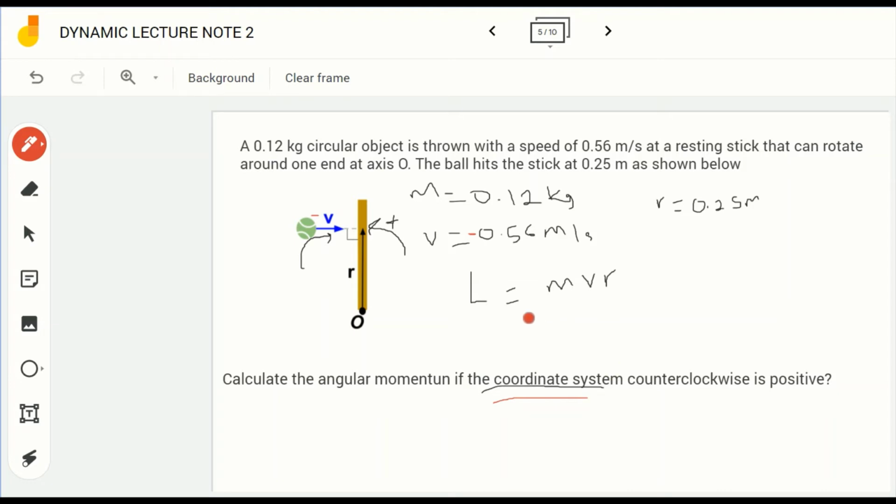So therefore I can say that my angular momentum is mass 0.12 times my speed, which is minus 0.56, times my r, which is 0.25. So with this, we can say that our angular momentum is equal to minus 0.0168 kilogram meter squared per second. So this is our final answer for this question.